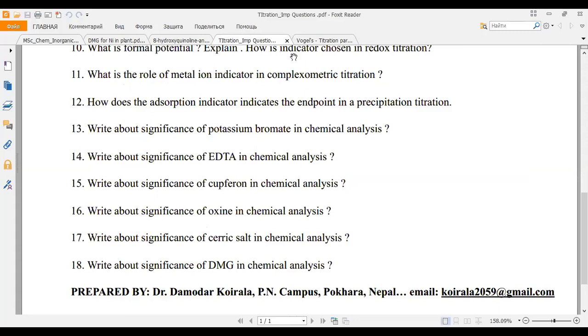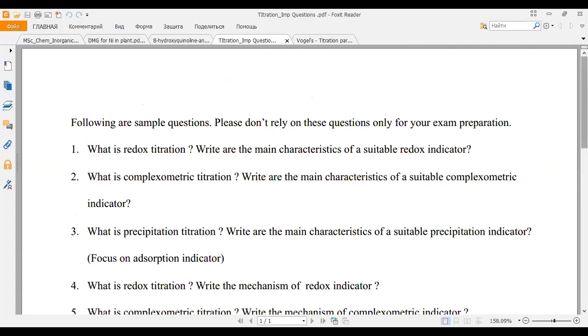So I have summarized some of the important questions. These are some of the questions that I feel are important for this part 1. Like I said, these are only sample questions. Please don't rely on these questions only for your exam preparation.